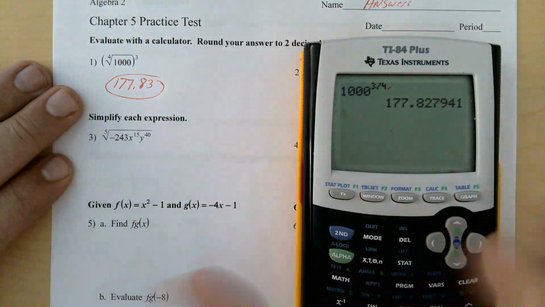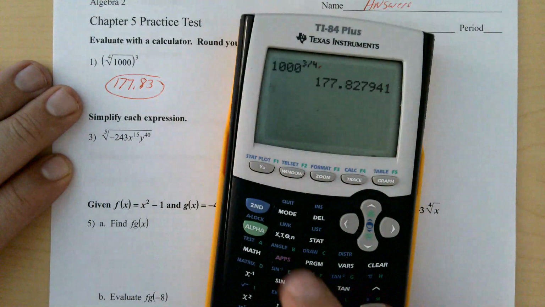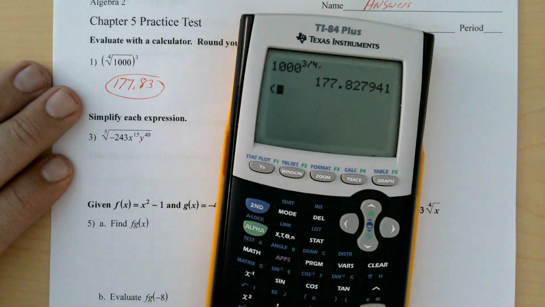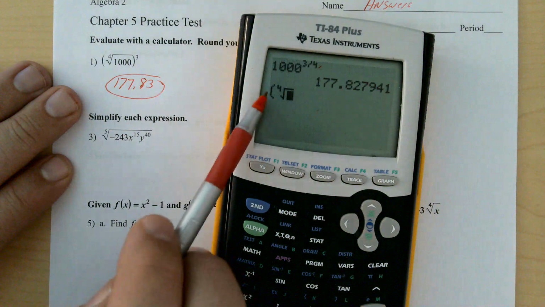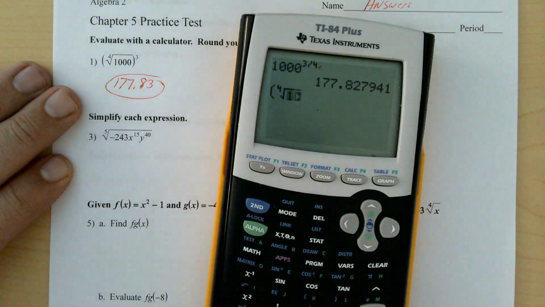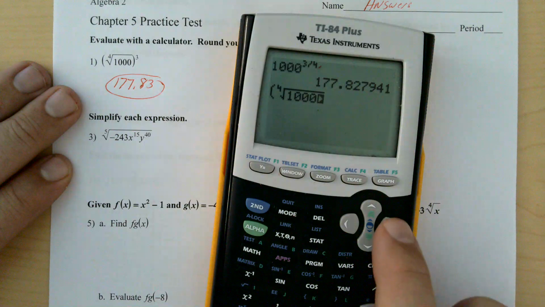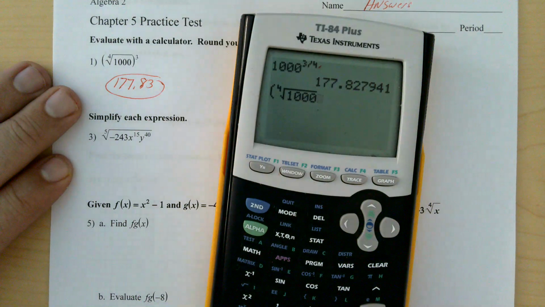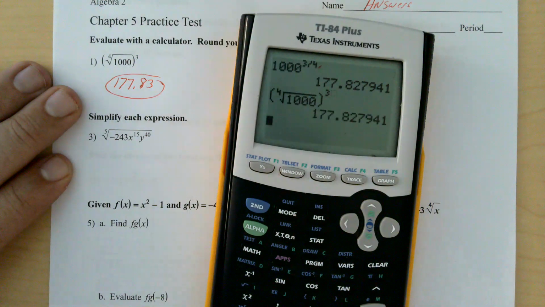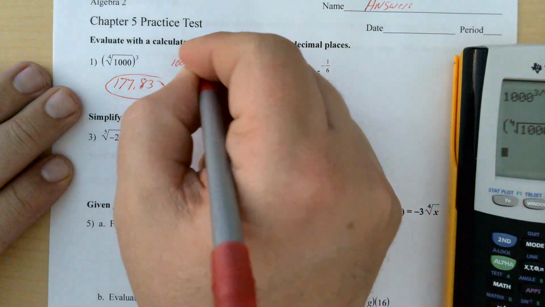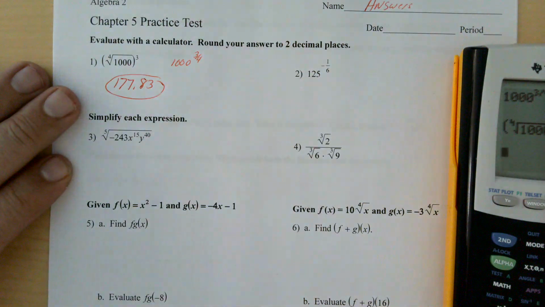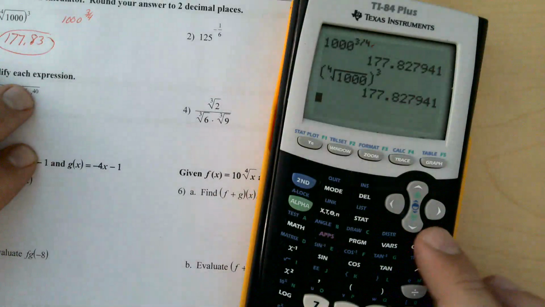Okay. So again, I think it takes more steps to type in exactly, but I'll show that as well. So if I went the fourth root, I can hit the math key and do option 5. So there's my fourth root. I'm going to put 1,000 underneath my root. I'm going to push right. I'm going to close the parentheses and I'm going to raise it to the third power. I get the same answer. But if you know how to convert, if you know this is really 1,000 to the 3/4.